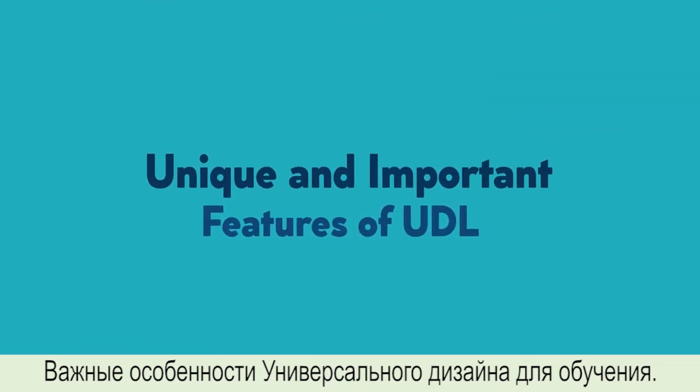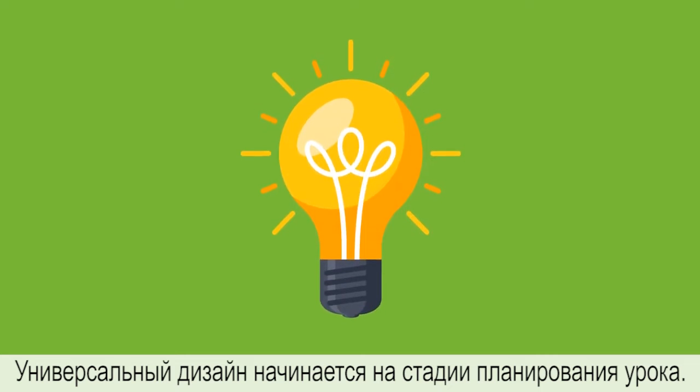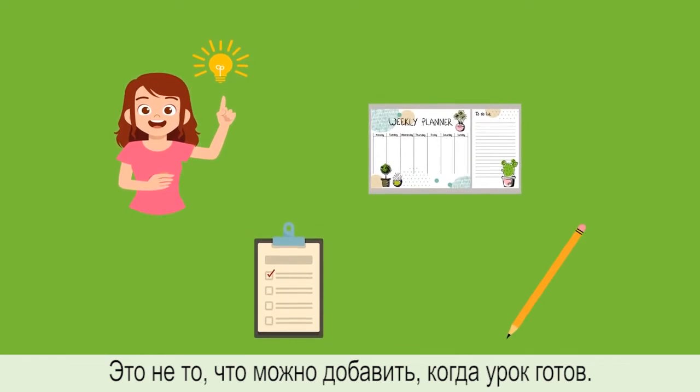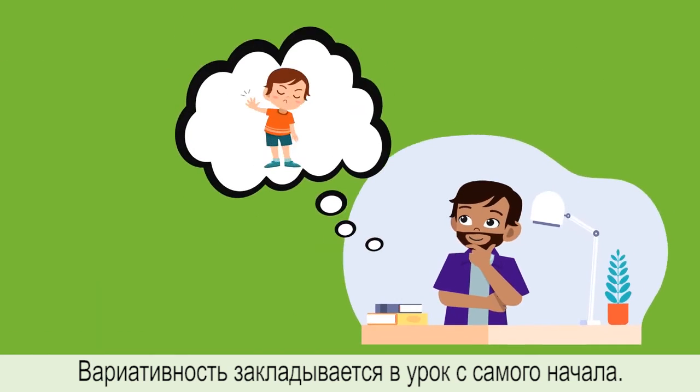Unique and important features of UDL. Universal design starts in the lesson planning phase. It's not something that is added after the lesson is created. The variations are embedded into the lessons from the start.